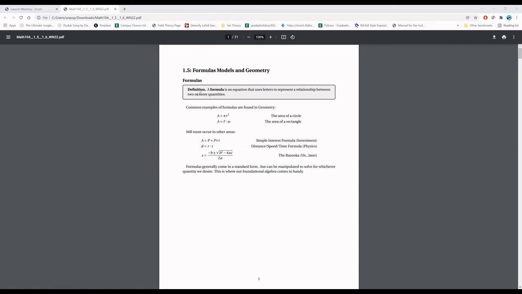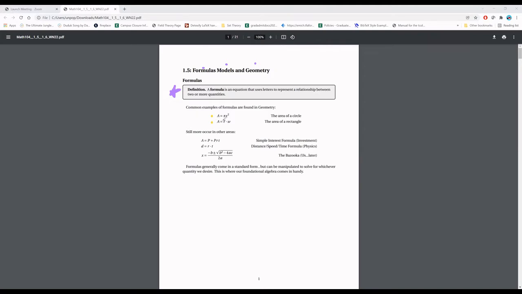So the first section we are going to study is section 1.5. It's about formulas, models, and geometry. So we've got our very first definition of the class, a formula. A formula is an equation that uses letters to represent a relationship between two or more quantities. And you're familiar with several of these, I'm sure, especially from geometry.